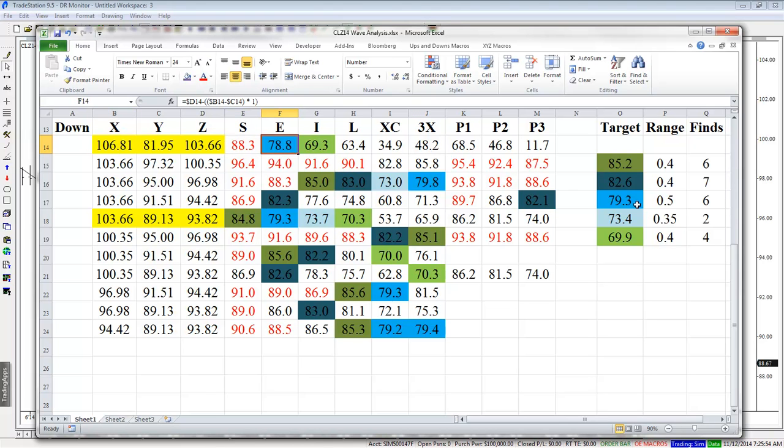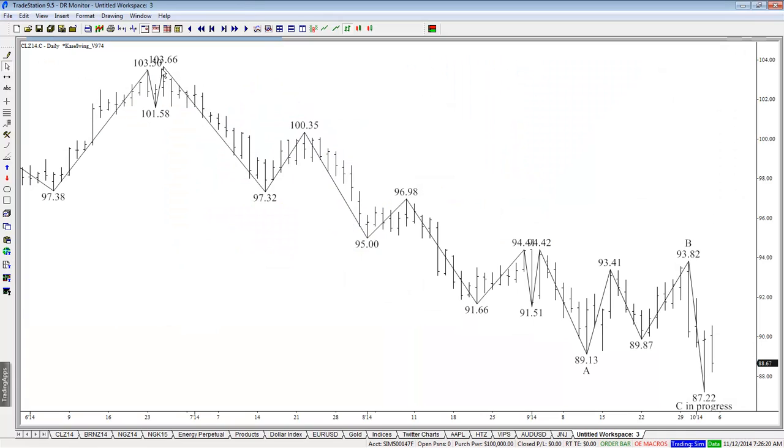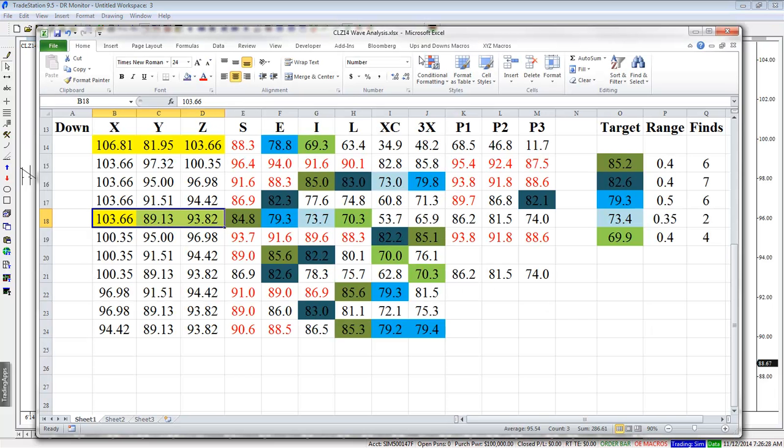I'm really liking this 79.30 target at this point because that's the equal to, but I know it might be another few weeks before we see that 79.30 target. First, to get to 79.30, we've got to get through this 85.20, which is the smaller than target for the large wave down on the daily chart. That was our 103.66 down to 89.13, 93.82 that we labeled as our wave A there. In actuality, it's A prime of C. This would be wave A.